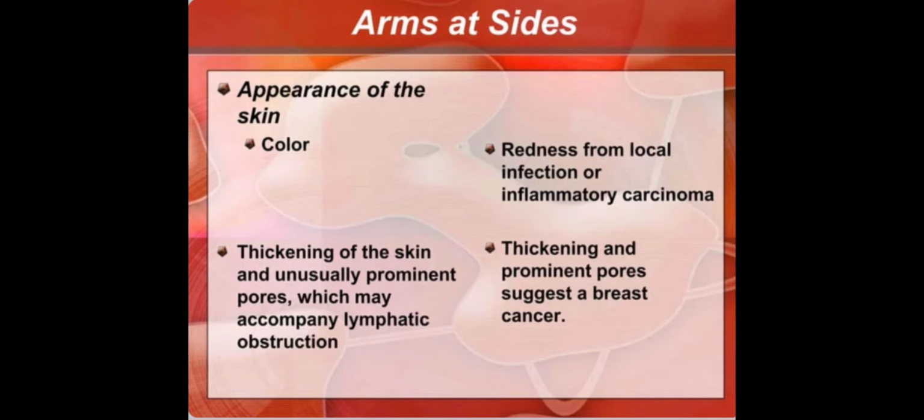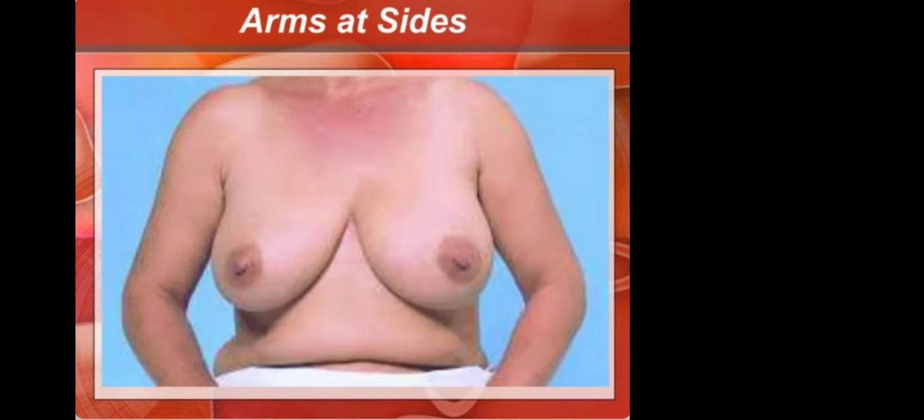So, you have to check. First, ask the patient to place their arms at the sides. Check for the color of the skin, thickening of the skin, and unusually prominent pores, which may accompany lymphatic obstruction. So, pag makita mo na may thickening, baka meron pong lymphatic obstruction dyan. Redness or local infection that's abnormal, and thickening with prominent pores, may suggest breast cancer.